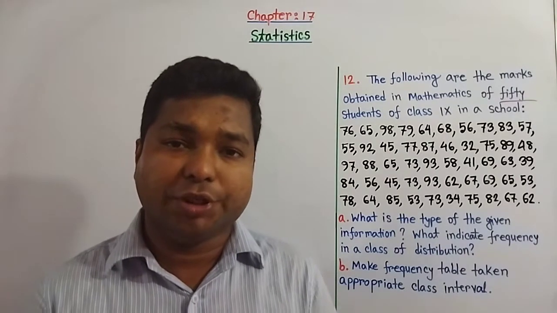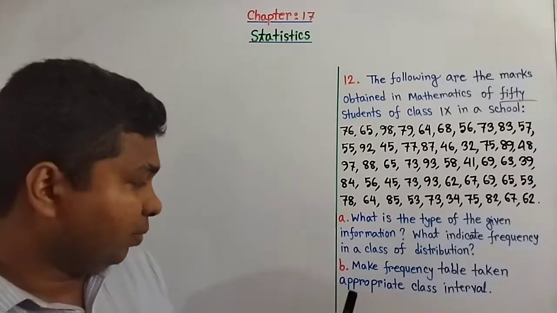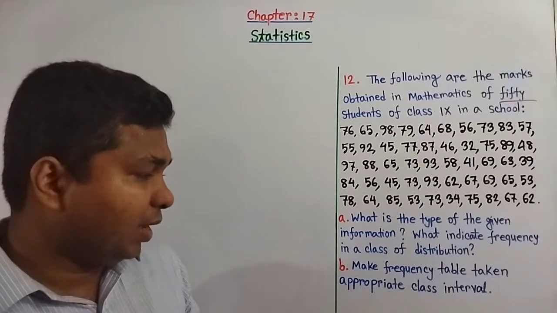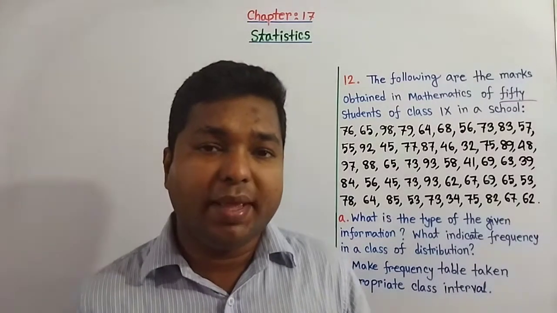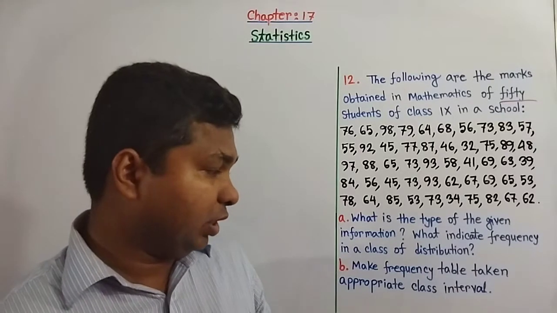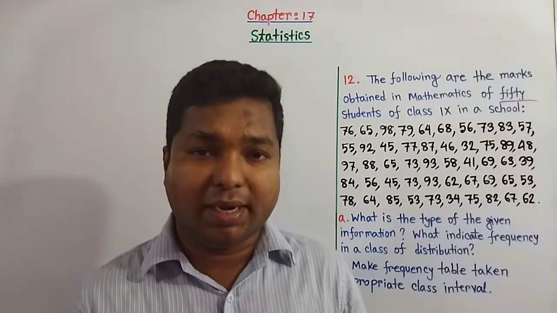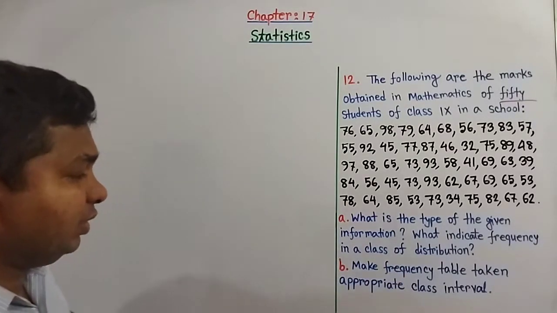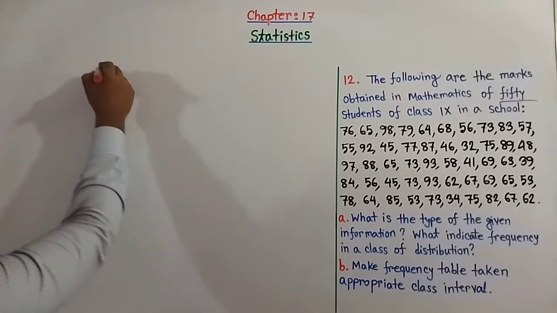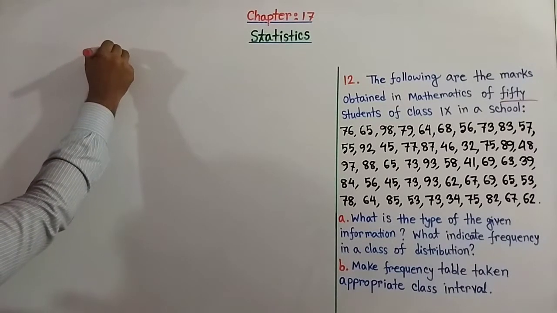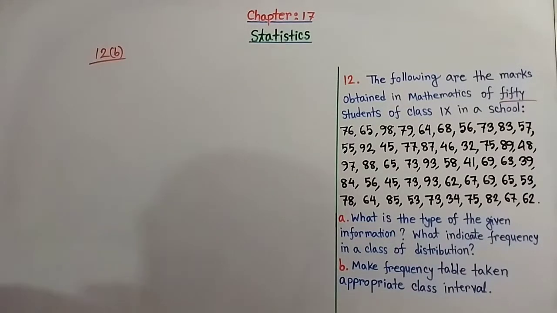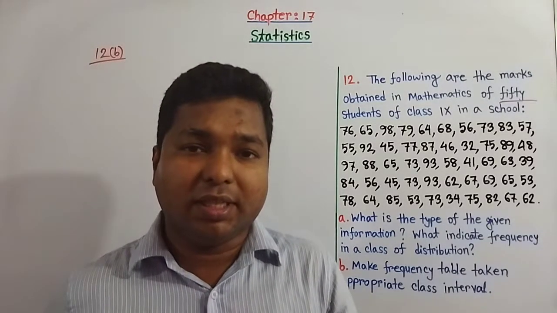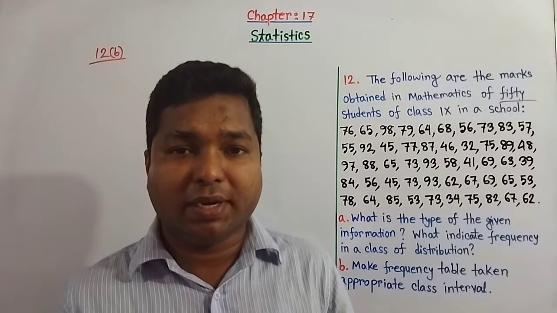Now we solve question B. Here question B: make a frequency table, taking an appropriate class interval. So we have to make a frequency distribution table, taking an appropriate class interval. So let's try to make the frequency distribution table. This is our question 12B. For making a frequency distribution table, at first we have to find the range and number of classes.